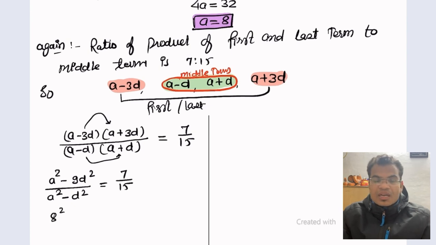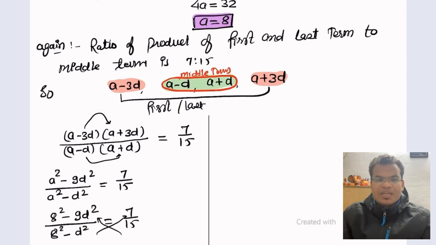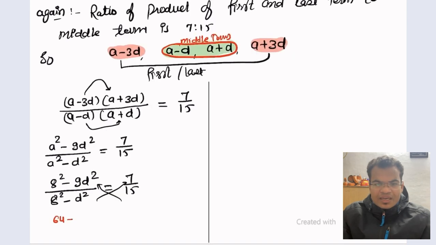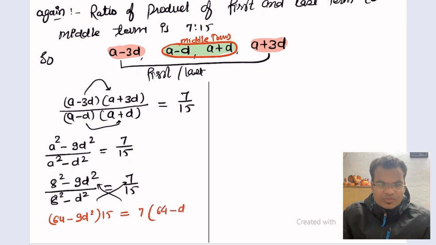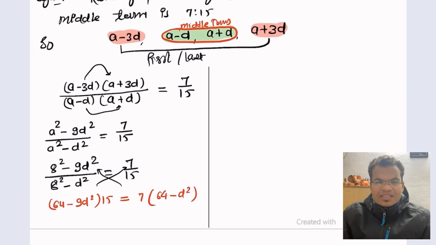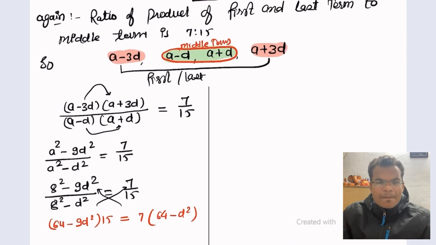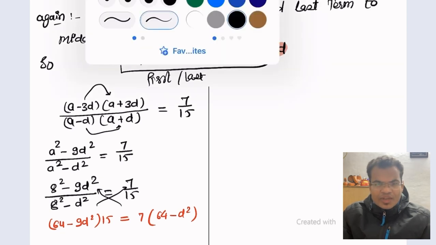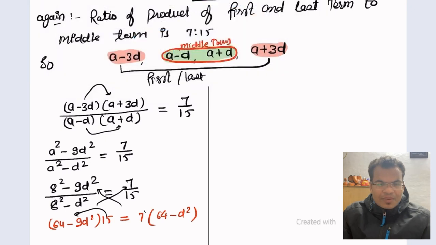So we'll continue this. Now you have a equal to 8, so I'm just putting the value of a equals 8. So 8 square minus 9d square upon 8 square minus d square equals 7/15. We'll cross multiply this. 15 will multiply 64 minus 9d square, and 7 will multiply 64 minus d square. Now guys, you have to just multiply this 7 into this number, and then you will find the answer.